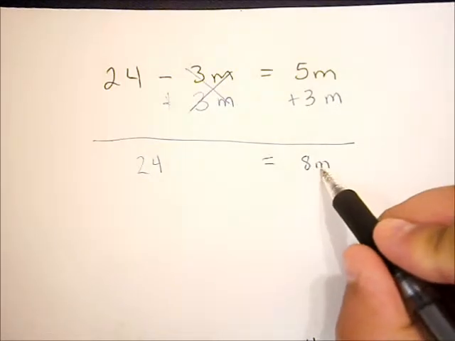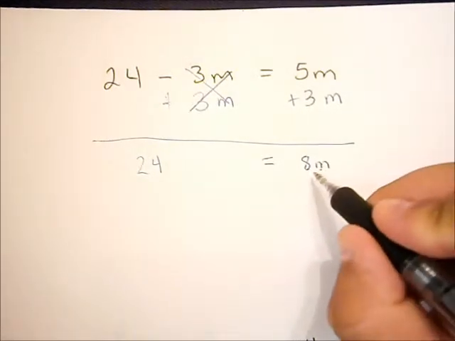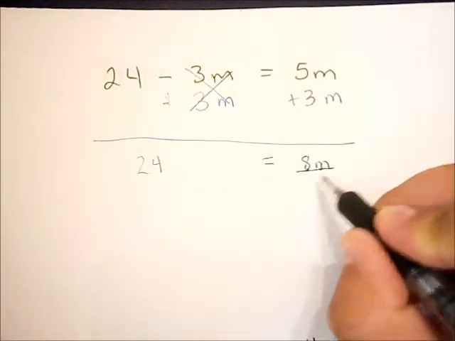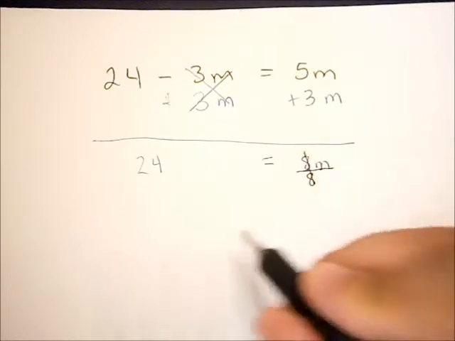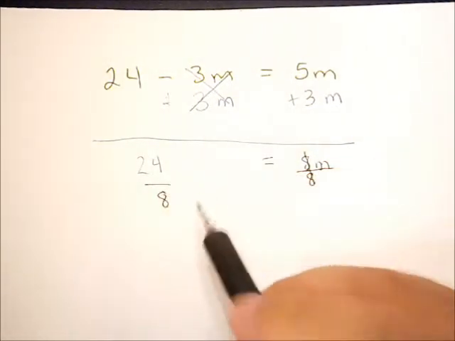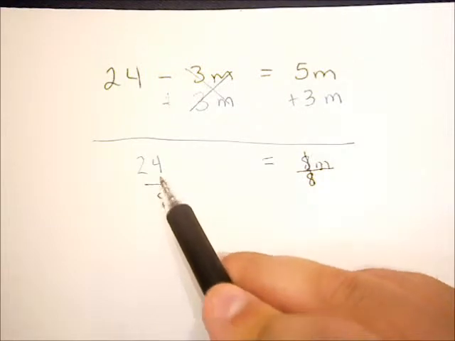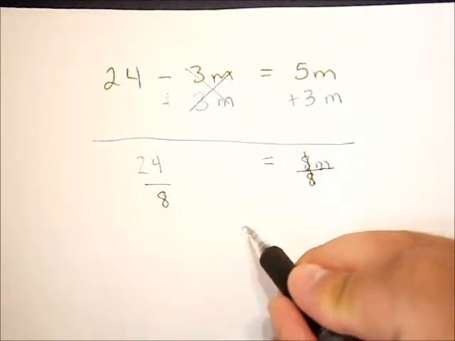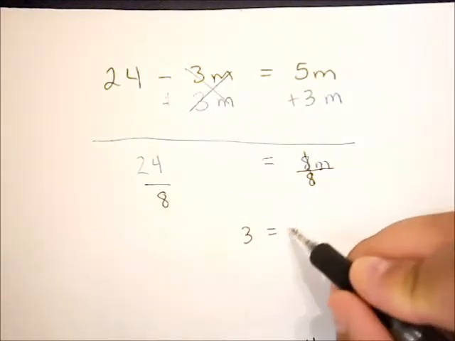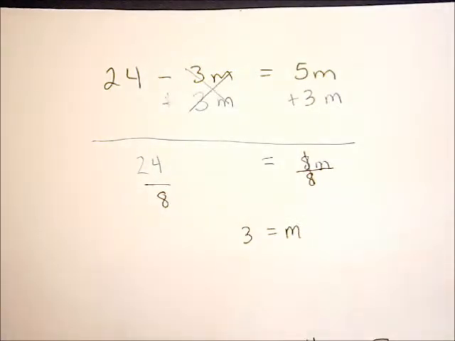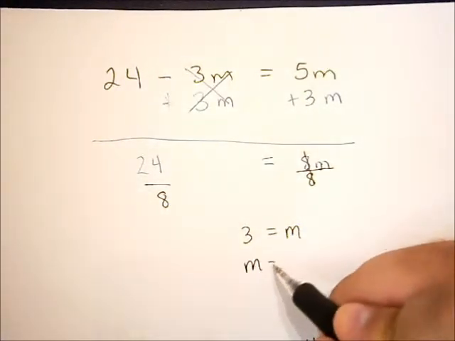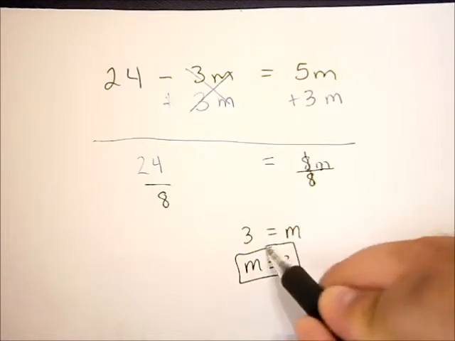This is 8 times m, and so to get rid of 8, since it's times, I do the inverse operation, divide. And that gets rid of the 8 for me. So on this side I've got 24 divided by 8 is 3. And this side I have m. And now I have m equals 3. And we can go ahead and switch that around and write it like this, so it's a little bit more proper.